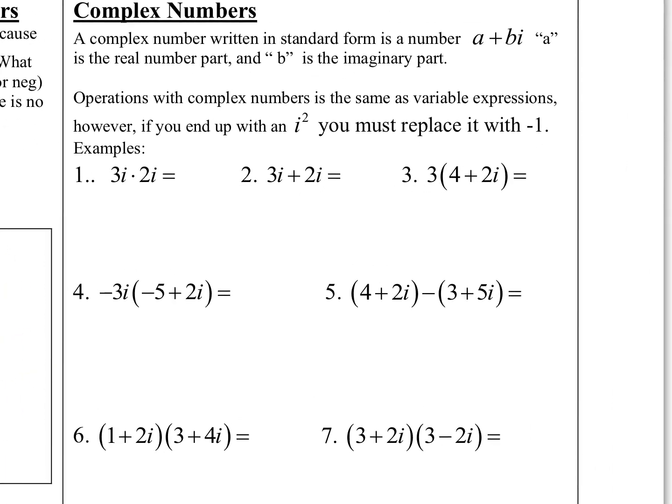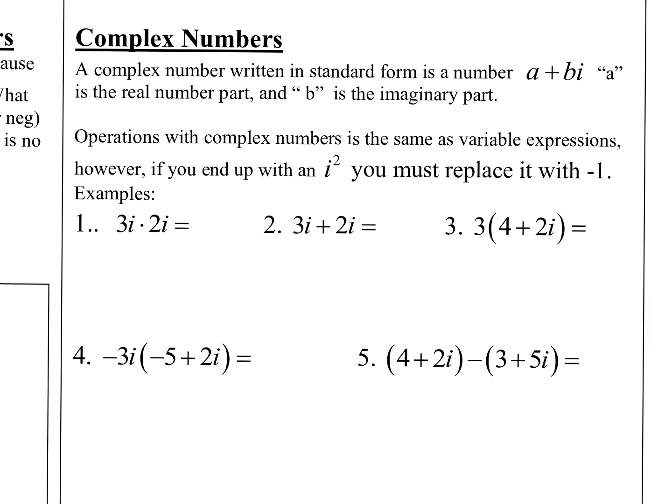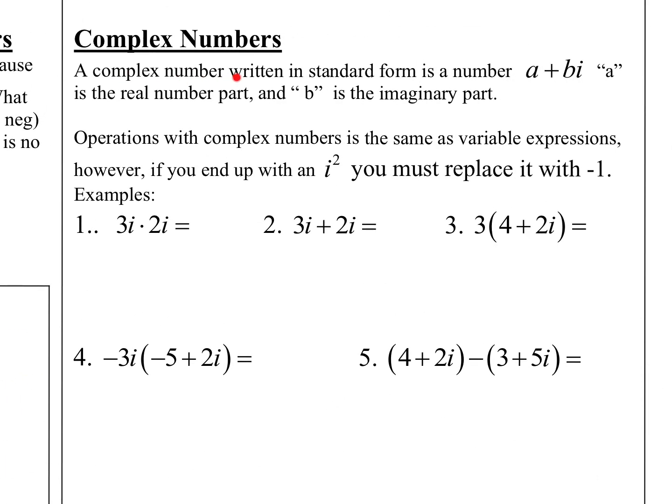Let's move on to the last section here, complex numbers. A complex number is written in standard form, a plus bi. The a part is the real part. The b is the imaginary part. Okay? So operations with complex numbers, operations with i's, is the same as operations in math with x's or a's or b's. It's the same thing.